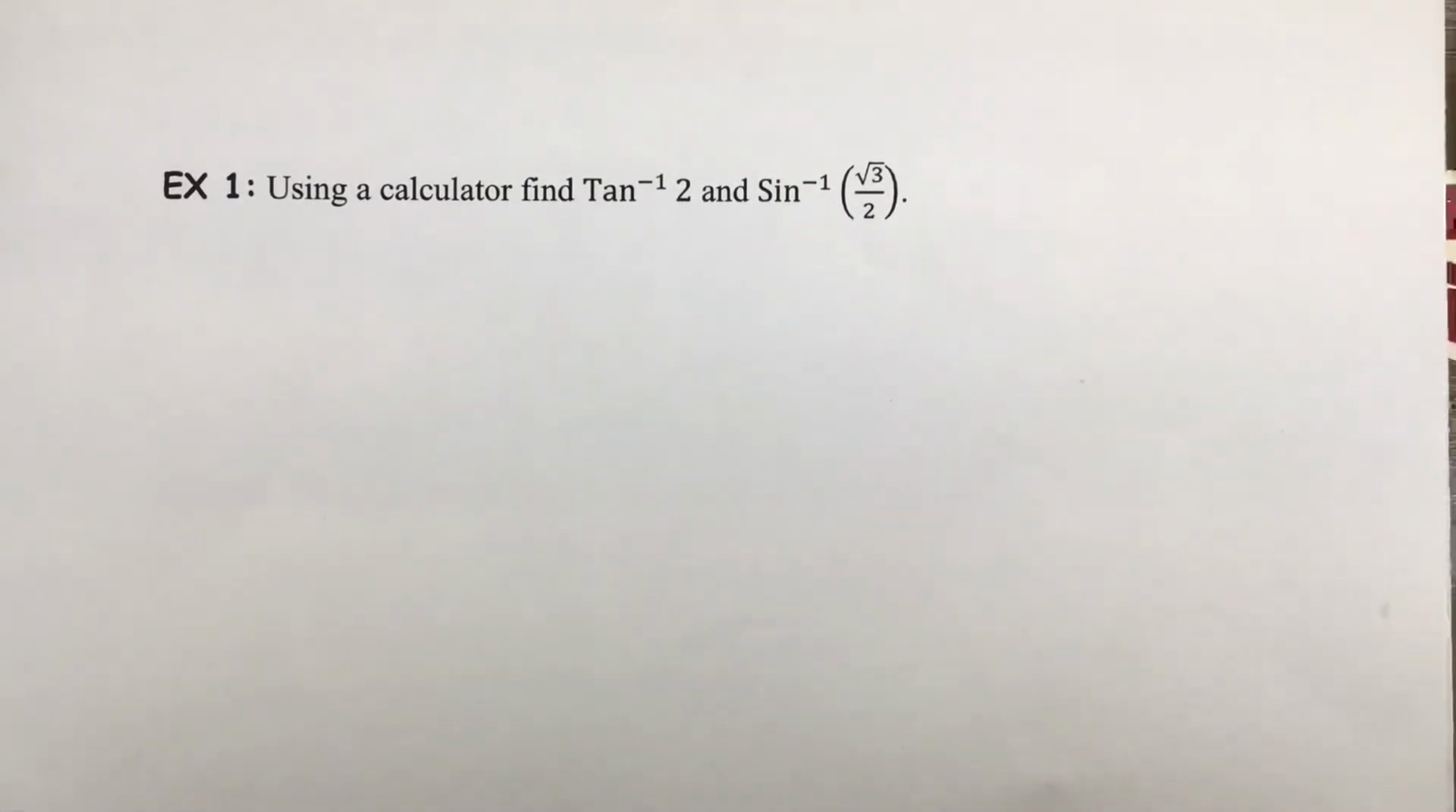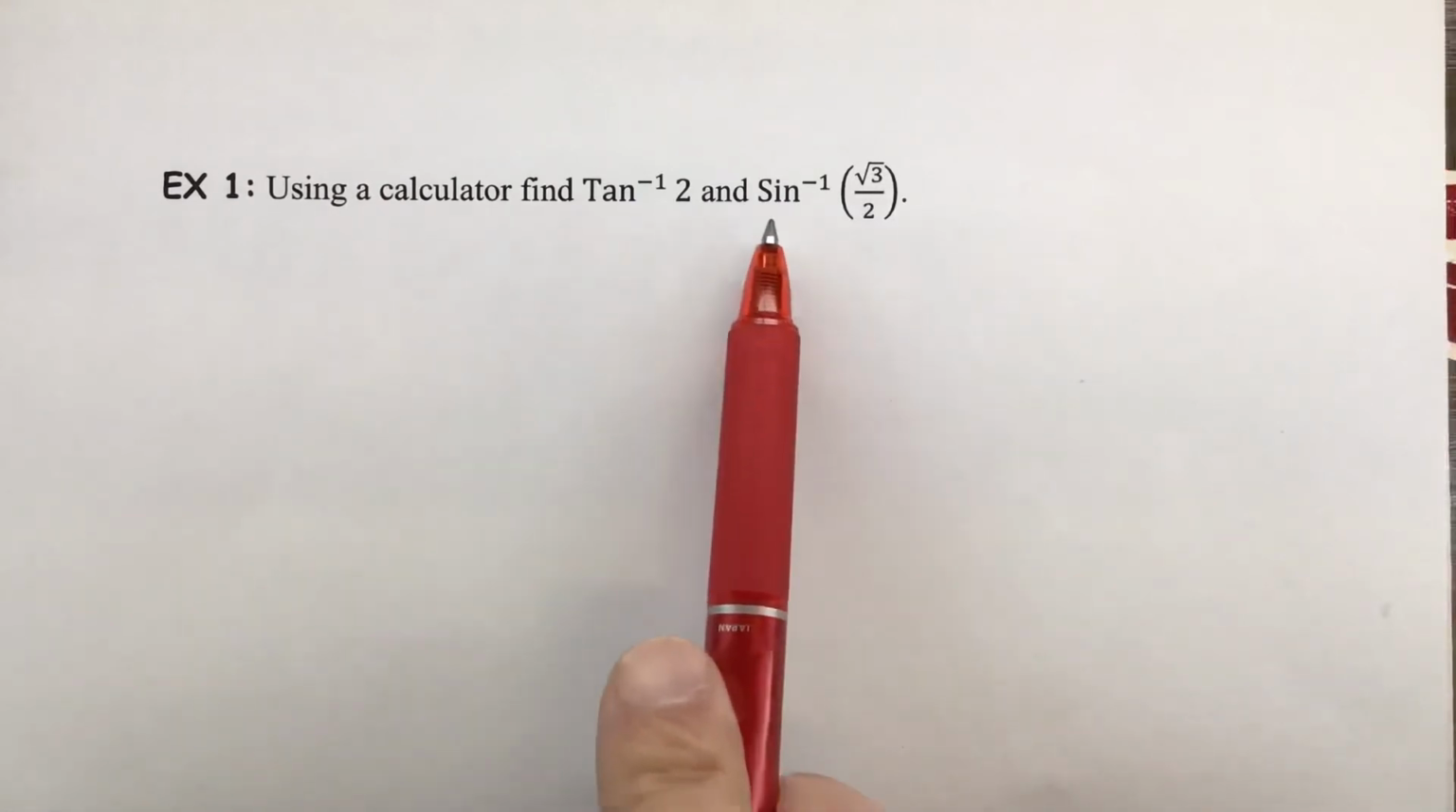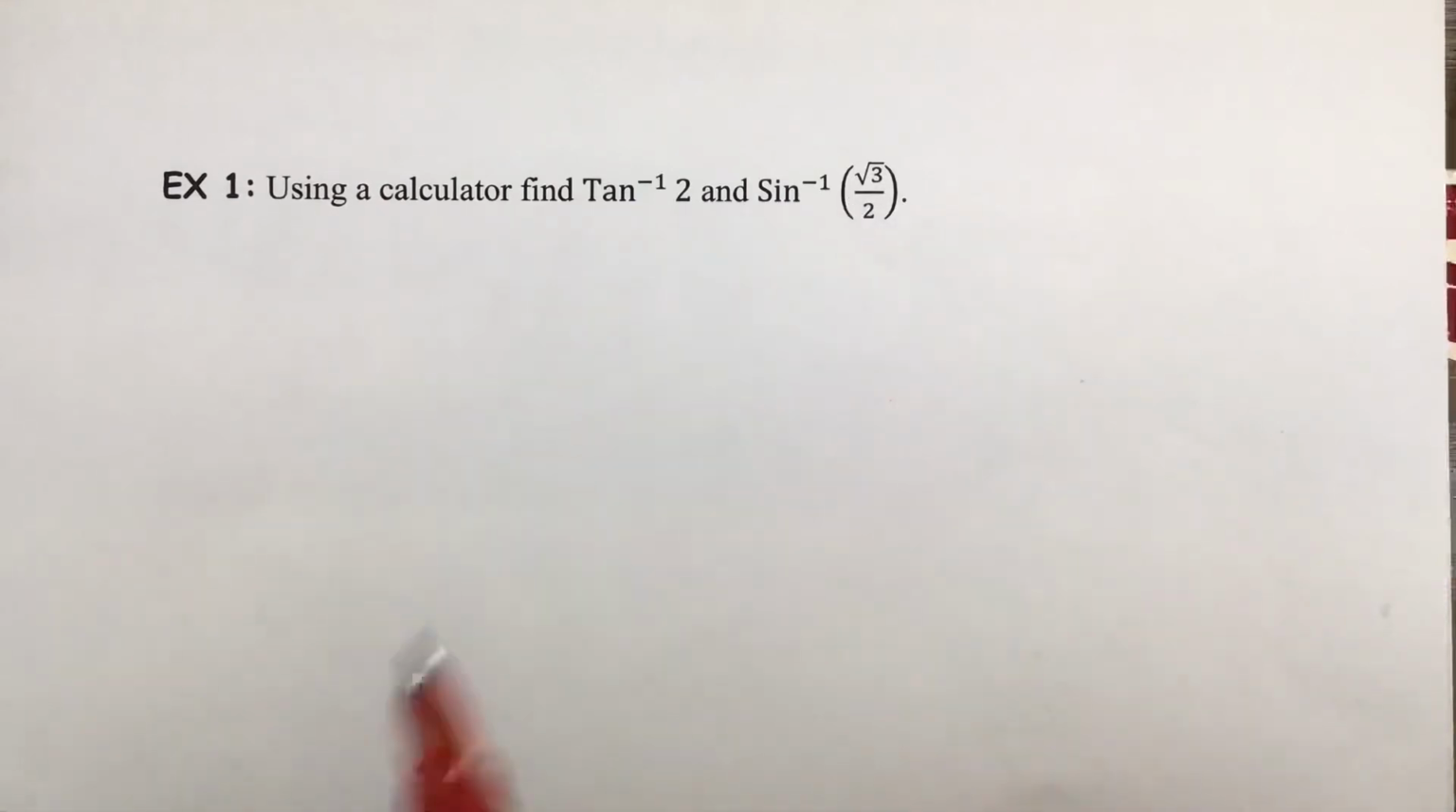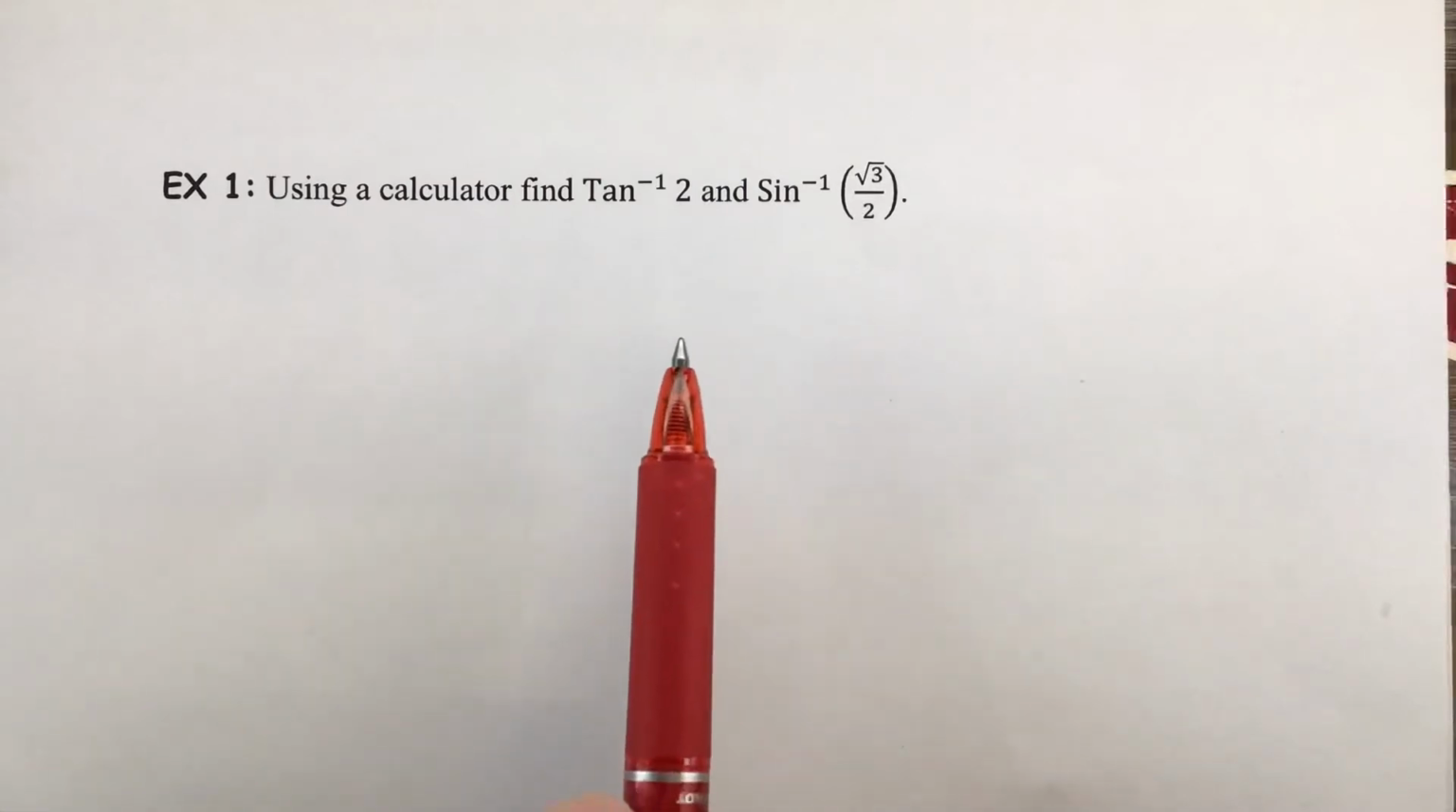All right, example number 1. This is going to get about as straightforward as you can with the problem. All we're going to do is use a calculator to evaluate the arctangent of 2 and the arcsine of square root 3 over 2. A couple things before I do it though.